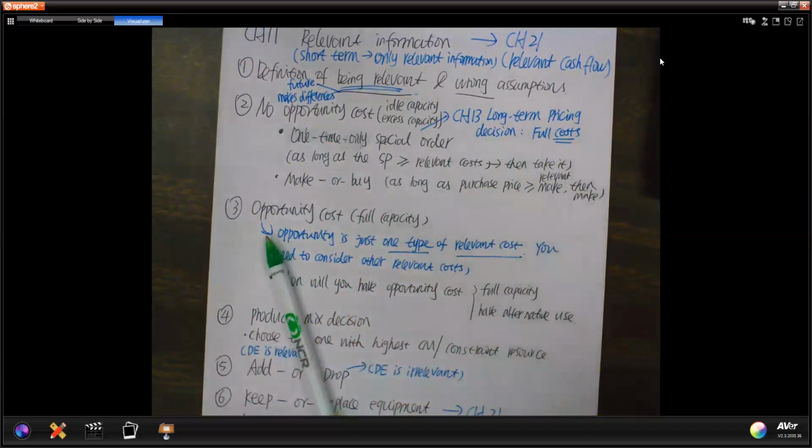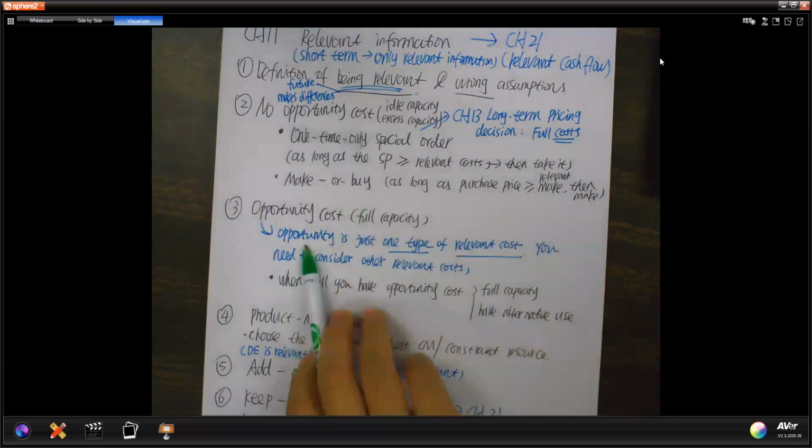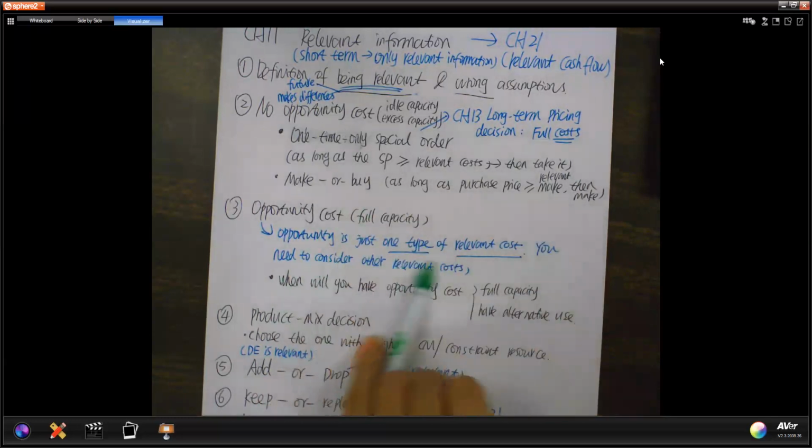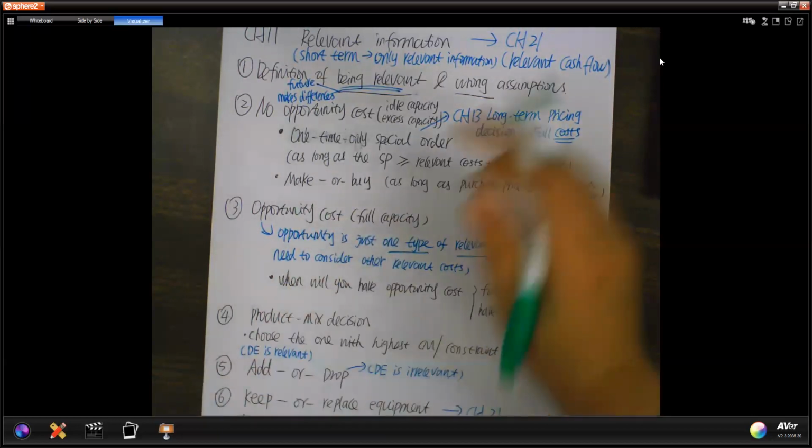The next one is about when there is opportunity cost. What's the meaning of opportunity cost? You have to give up something to get something. The situation is that you are already working at full capacity, you are already working 24 hours every day, right? I said, hey, you have to do more work. Then you have to give up, like, financial accounting for managerial accounting. That is your opportunity cost. So we said opportunity cost is just one type of relevant cost. You have to think about other relevant costs, like direct material, those things.